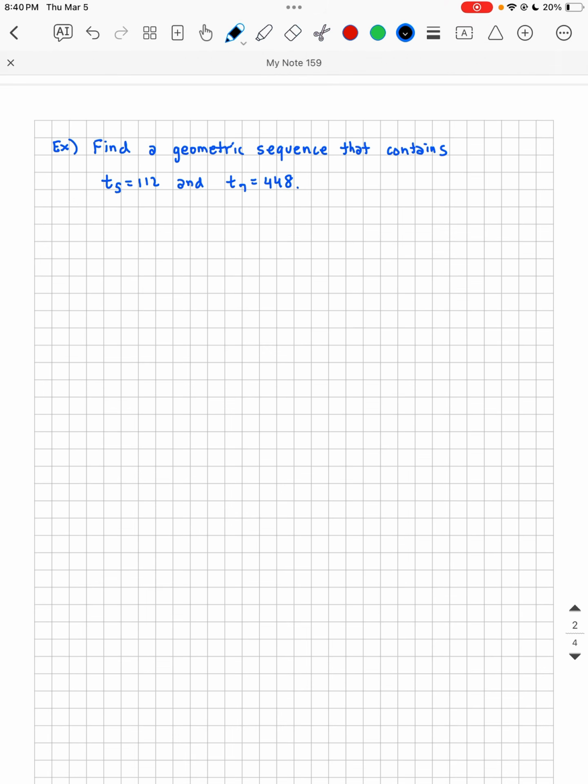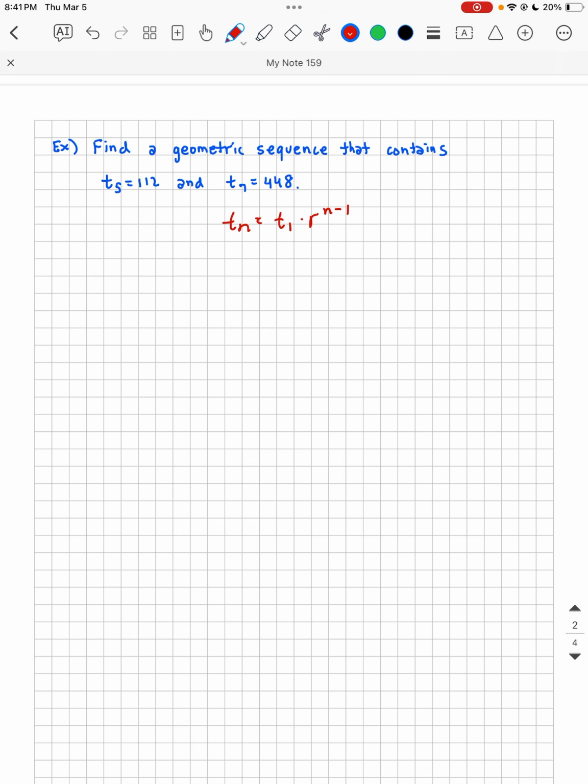Final challenge question, and this is something I want to leave to you to try for yourself. I'm not going to completely answer the question. I want you to find a geometric sequence that contains t of 5 equal to 12 and t of 7 equal to 448. Just to give you a nudge, since this is a geometric sequence, I'm probably referring to the equation t of n is equal to t of 1 times r to the n minus 1. This is where I'm going to leave it for you to try.